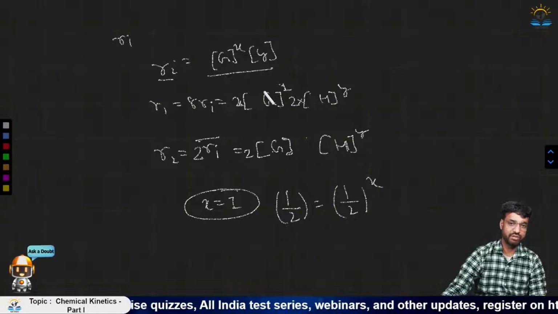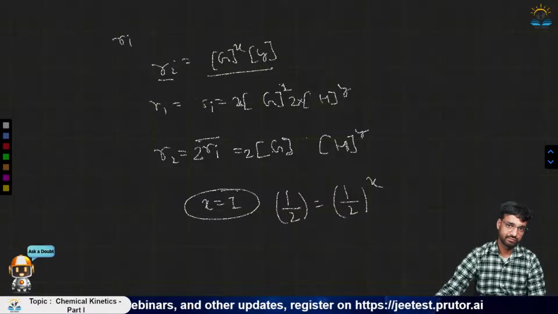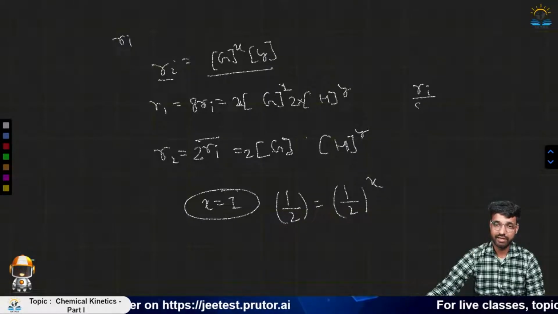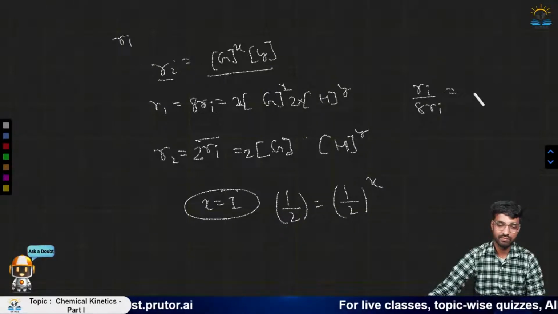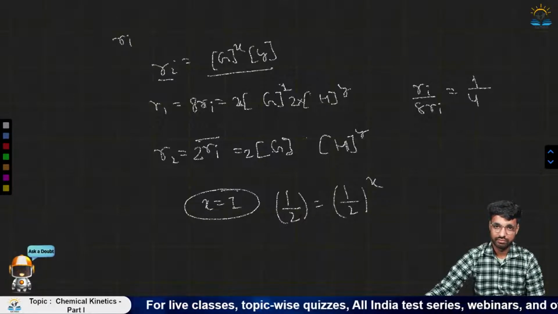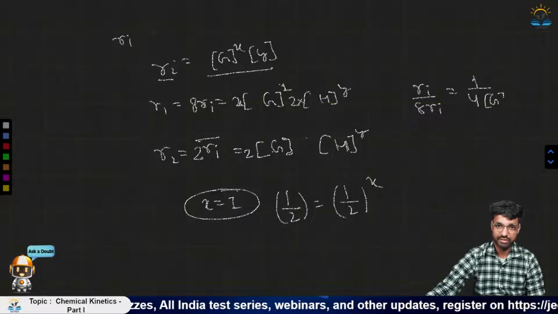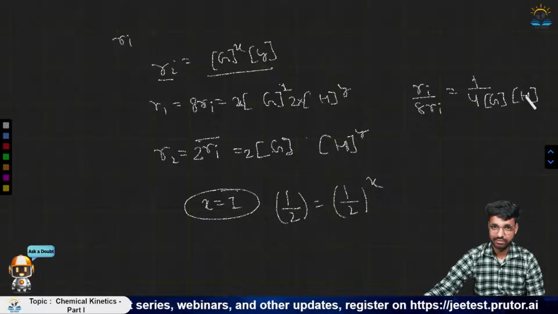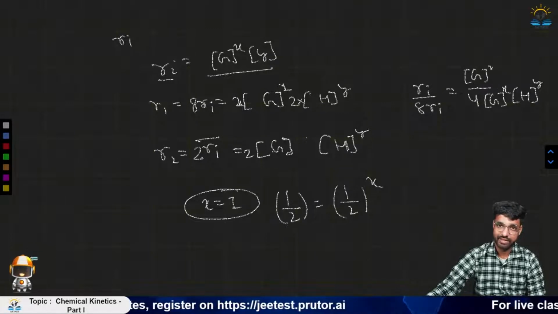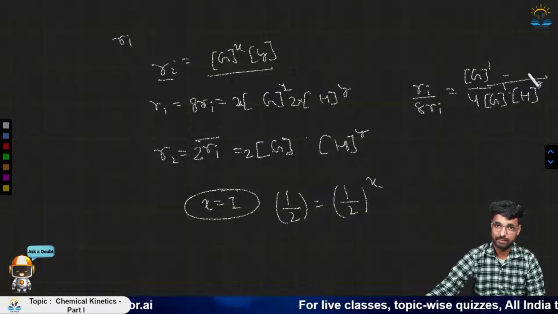Now if you divide both of these equations, then we will get 1 by 8 is equal to 1 by 4 of G into H, that is x and it is y. It is also G, x and it is y. So its x value is 1. Here also the x value is 1.